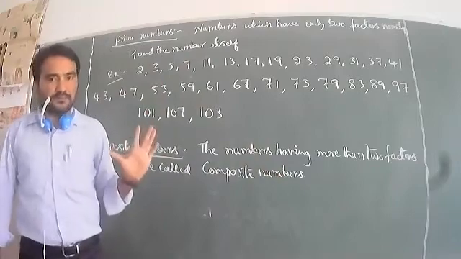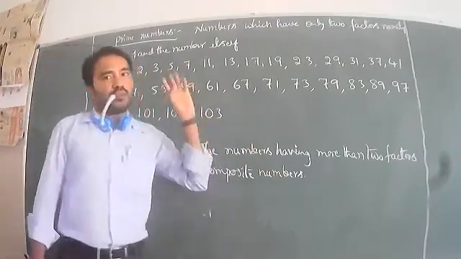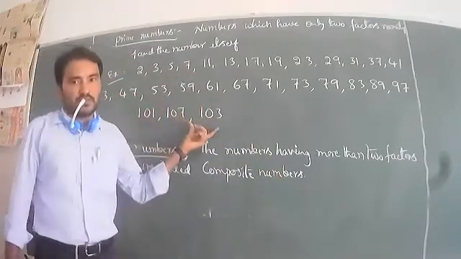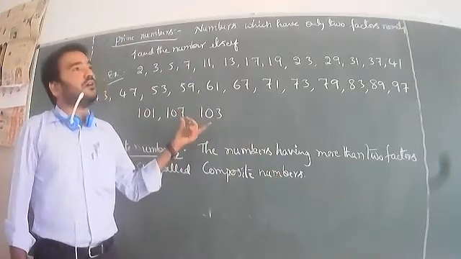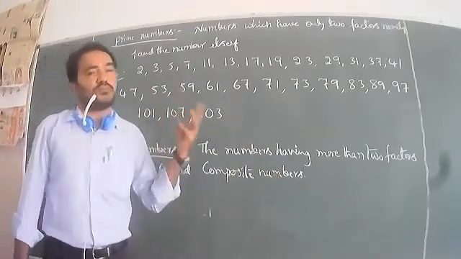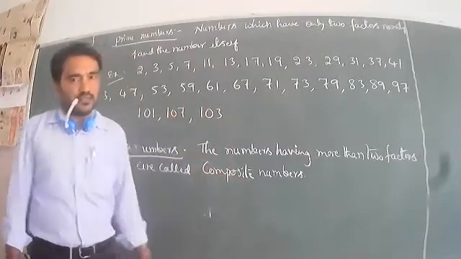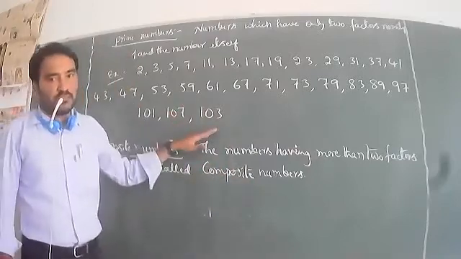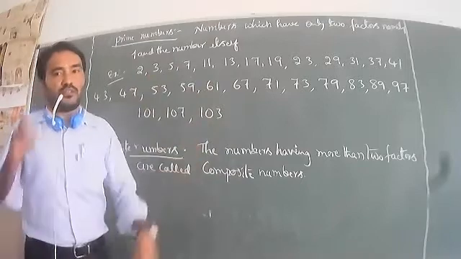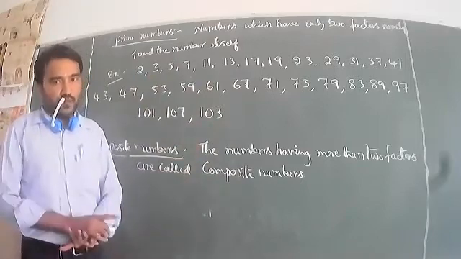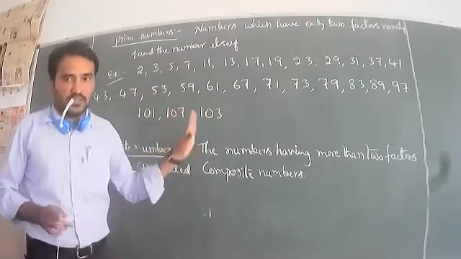Keep that in mind. Okay, so you have to write four times prime numbers. Today your homework is two or three times prime numbers. I will give the exercise also. So these are the prime numbers, with only two factors.